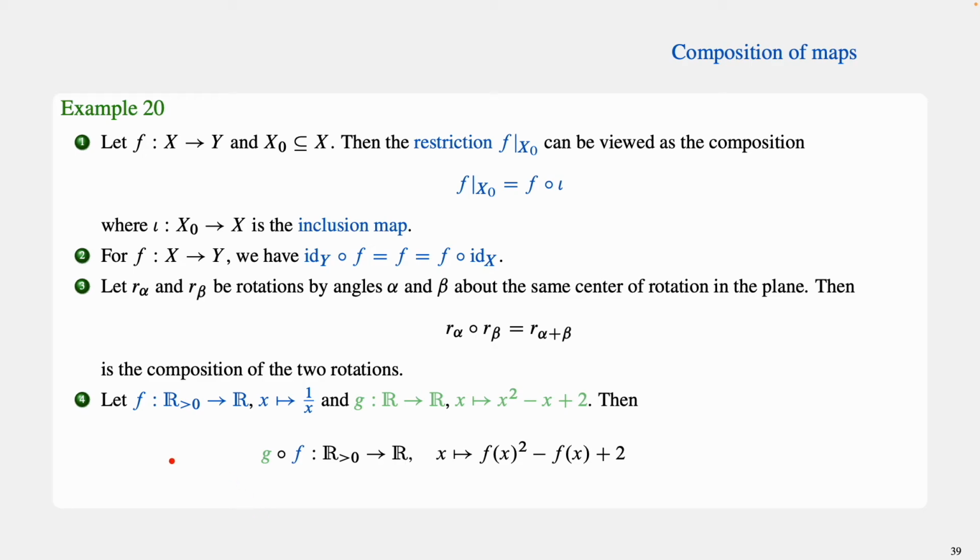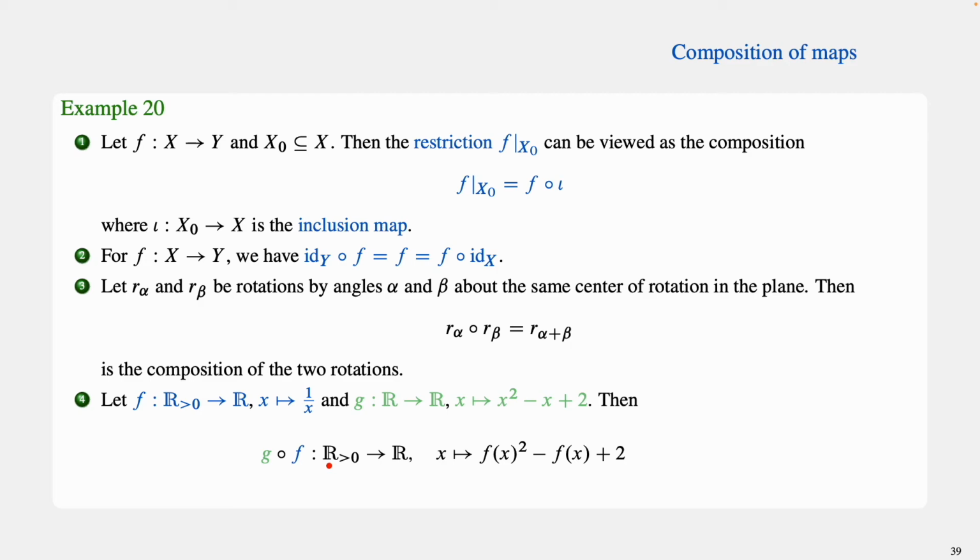And here's a bit more complicated example. So first we have the map f from the positive real numbers into the real numbers, mapping every value x to 1 over x. And then we have a second map from the real numbers again into the real numbers, g, which maps x to this quadratic polynomial expression, x squared minus x plus 2. And now the composition of the two goes from the positive real numbers to the real numbers, and from those again to the real numbers.